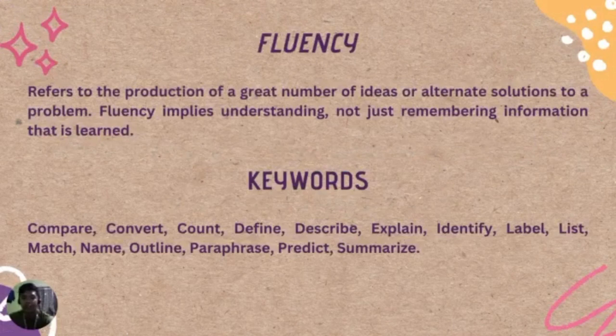So the first criteria is fluency. What is fluency? It refers to the production of a great number of ideas or alternate solutions to a problem. Fluency implies understanding, not just remembering information that is learned. Fluency in the Torrance framework specifically relates to the ability to generate a large quantity of ideas or responses within a given period. It emphasizes the quantity aspect of creative thinking rather than the quality of individual ideas.